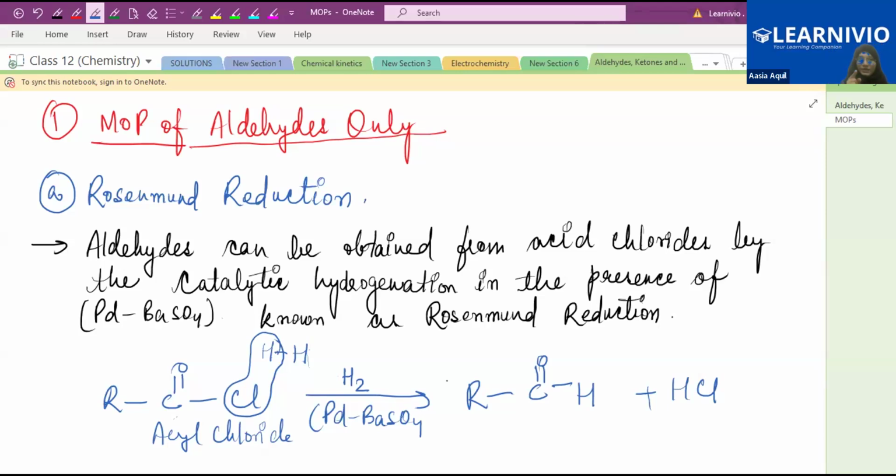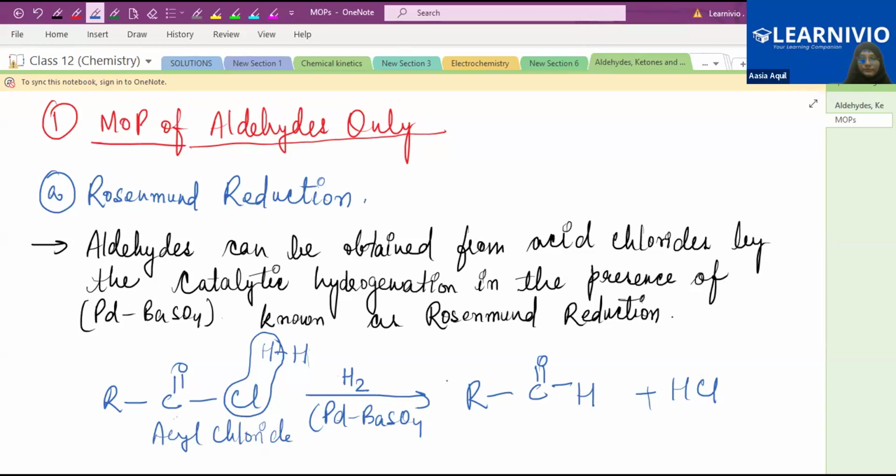What you have to remember in this Rosenmund reduction, reduction में आप क्या कर रहे हो? Hydrogenation करा रहे हो. Addition of hydrogen is reduction. So that's why this reaction is known as a reduction reaction. So when you take the acyl chloride, acid chloride, RCOCl, and do the catalytic hydrogenation, and catalyst आप क्या use करते हो? Palladium barium sulfate. When you see this catalyst and H2, one hydrogen will combine with the chlorine, HCl liberates out, and one hydrogen will make the CH aldehyde. So that's the Rosenmund reduction. Clear to everyone?